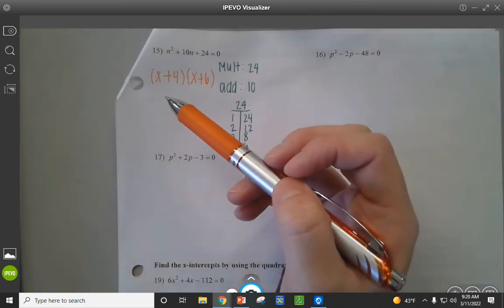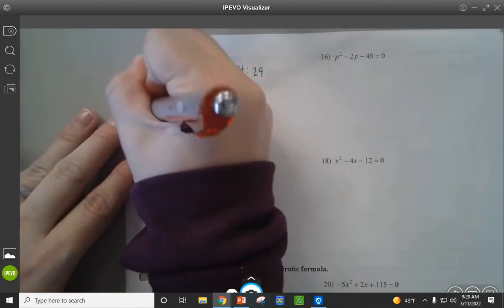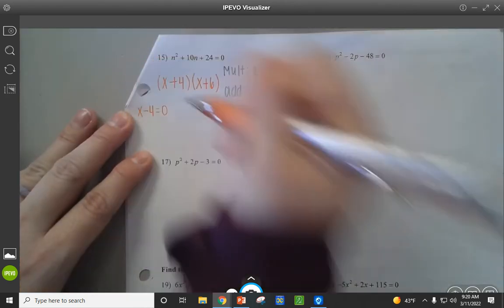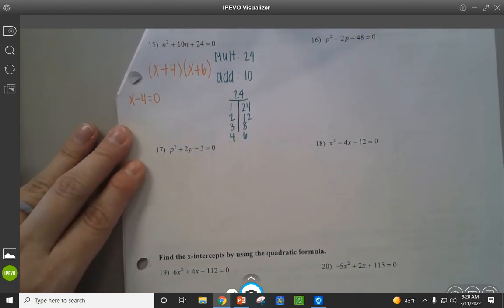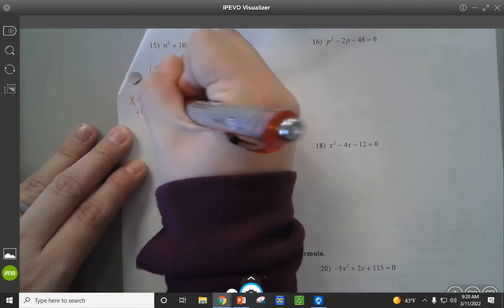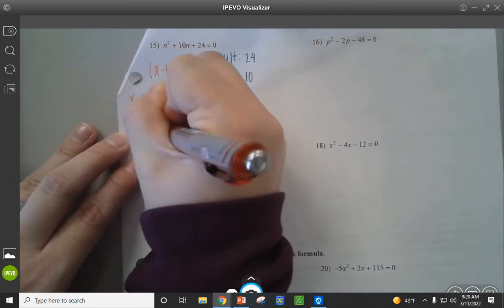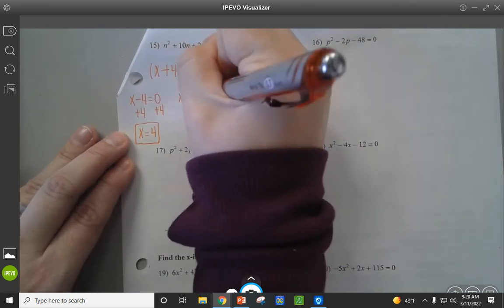And now we can set each of those factors equal to 0. X minus 4 equals 0. Don't forget to do the other one. Add 4 to both sides. X equals 4. And then x plus 6.